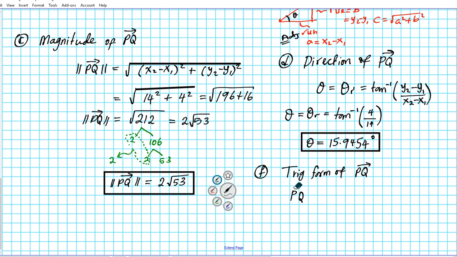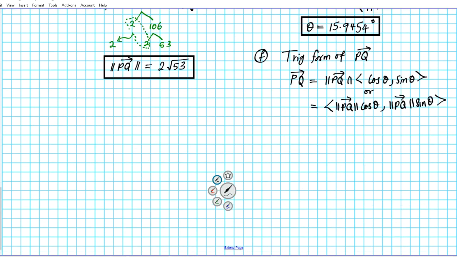The trig form of vector PQ can be written as the magnitude of PQ times cosine theta, comma, sine theta, or you can also distribute the magnitude to the components. It can also be written as the magnitude of PQ times cosine theta, comma, the magnitude of PQ sine theta. Alrighty, we're going to be using both formats for our answer.